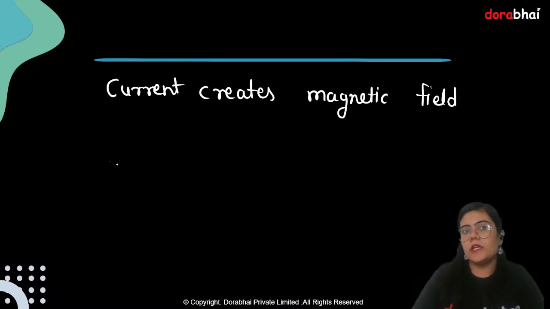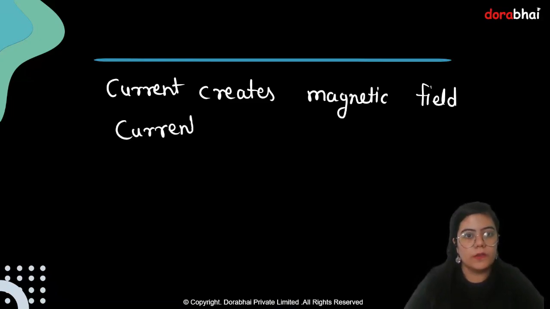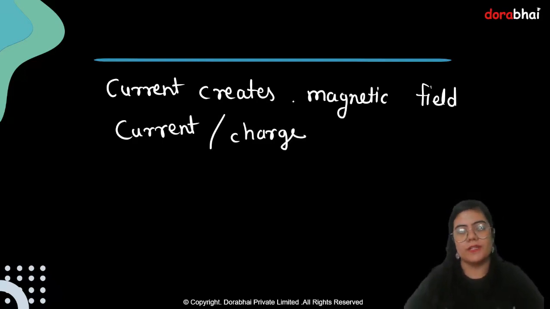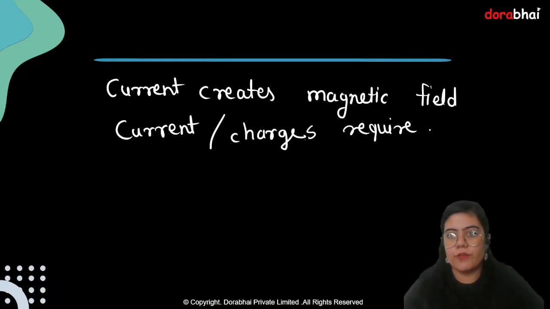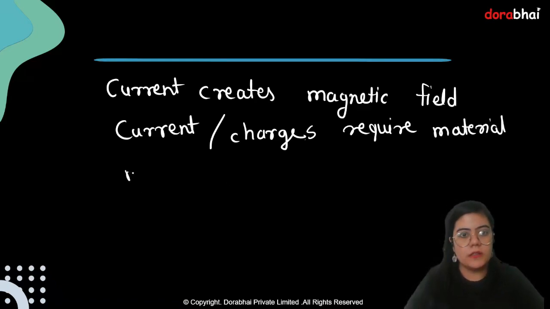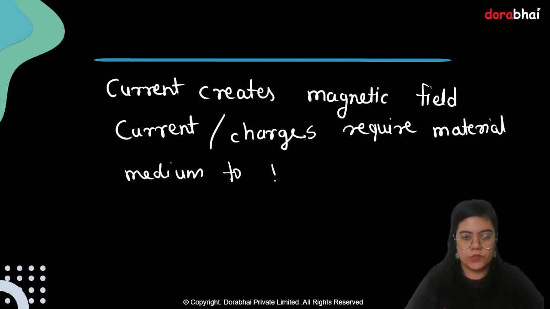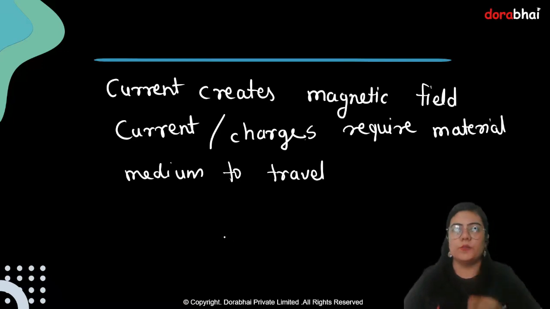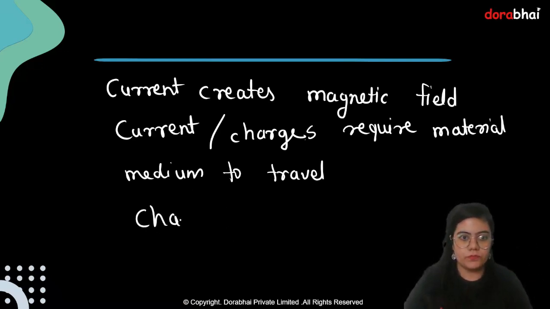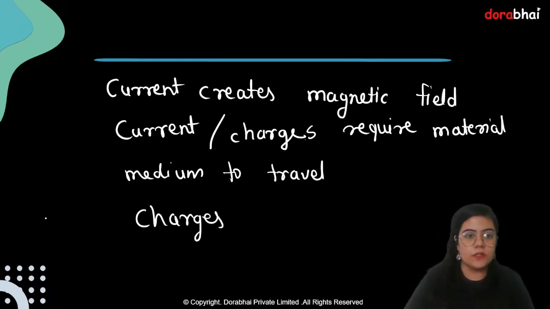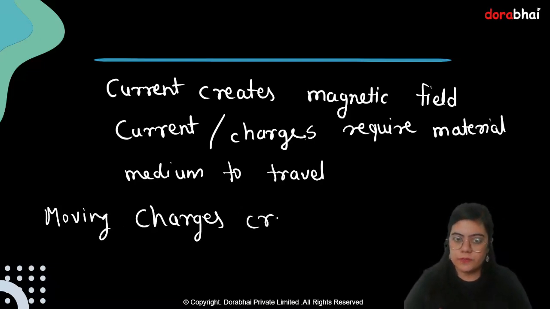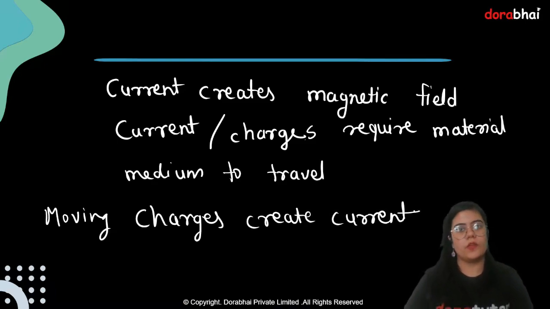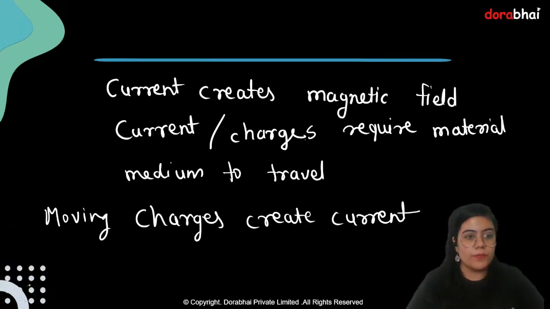And we also know that when current flows from one point to another point, it requires a particular material medium. So we can say that current, or most properly charges, require material medium to travel. And the most important and very basic thing, the third property, is that charges create current, right? Which charges, to be specific? Moving charges create current.